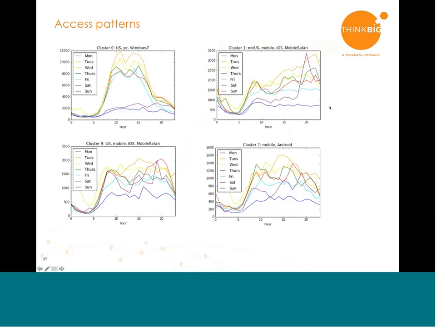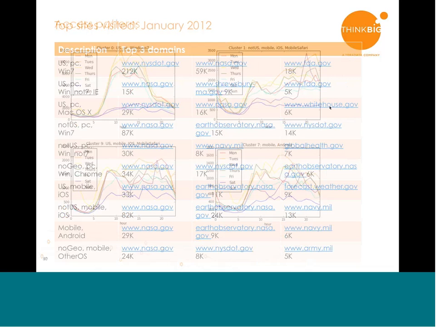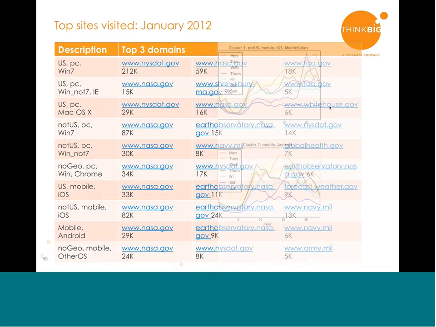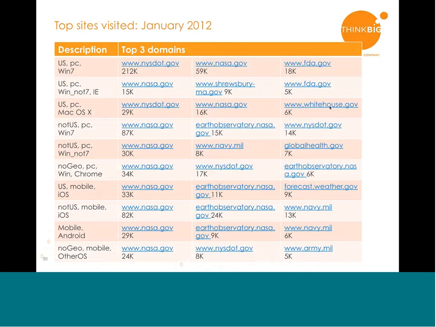We can also ask what types of sites do each of these user types visit. You can see here I've changed the order of the clusters a little bit to get everybody with PCs up here, everybody on mobile devices down here. We've got U.S. people here and non-U.S. people here. You can see during January of 2012, there were a lot of visits to NASA. Just about every one of these clusters had NASA in the top 1 or 2 entries. We also, in the United States, had some people going to the New York State Department of Transportation and to this little town in Massachusetts, Shrewsbury, Massachusetts.